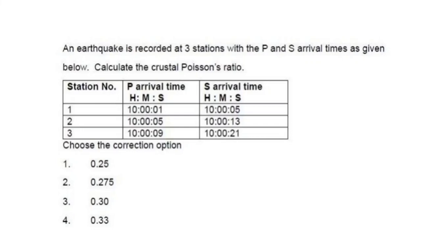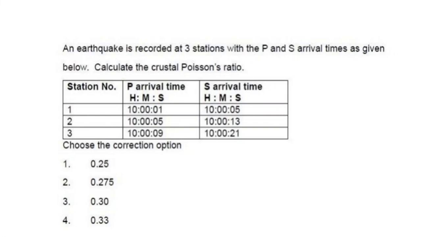Hello guys, today we are going to discuss the question that was asked in December NET 2023. The question is: an earthquake is recorded at 3 stations with P and S arrival times as given below. Calculate the crustal Poisson ratio.